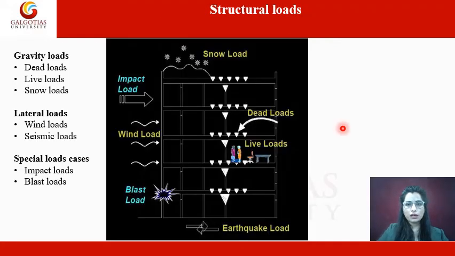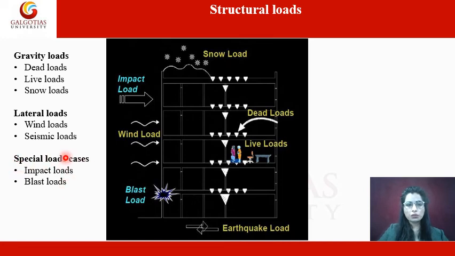Now we have structural load. What types of load are calculated during the construction of high rise and tall buildings? Here we have mainly three types of load, and further these are divided into subcategories. First we have the gravity load. In this we have dead load, live load and snow load. Next we have lateral load. In this type of load we consider the wind load and seismic load, and special load cases are impact load and blast load.